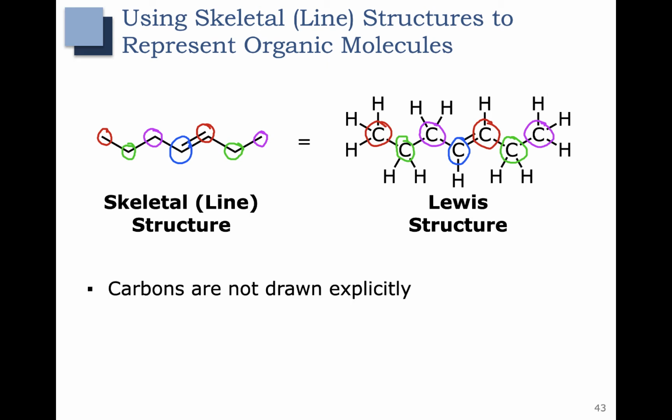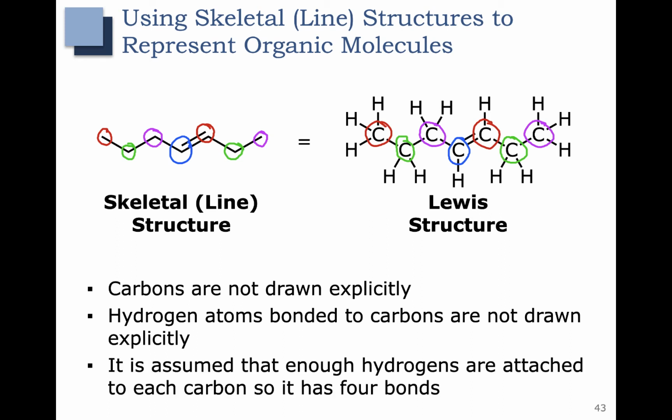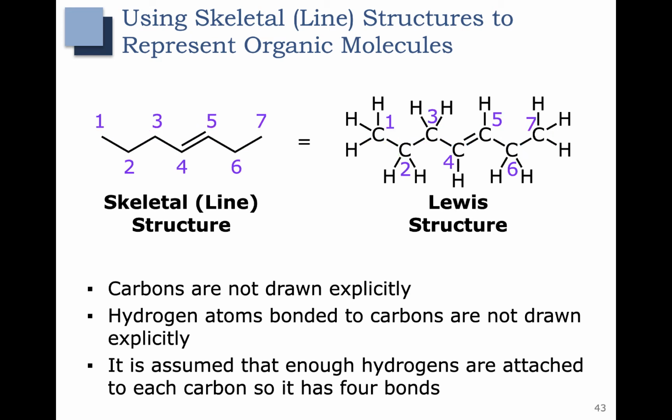So as I said, the skeletal or line structures do not explicitly show the carbons. Also, the hydrogen atoms that are bonded to the carbons are not explicitly shown. We assume that there are enough hydrogens attached to each carbon so that it has its 4 bonds. You can see the numbers in purple here that correlate to each of the carbon atoms. So we have 7 carbons on the left and 7 carbons on the right.